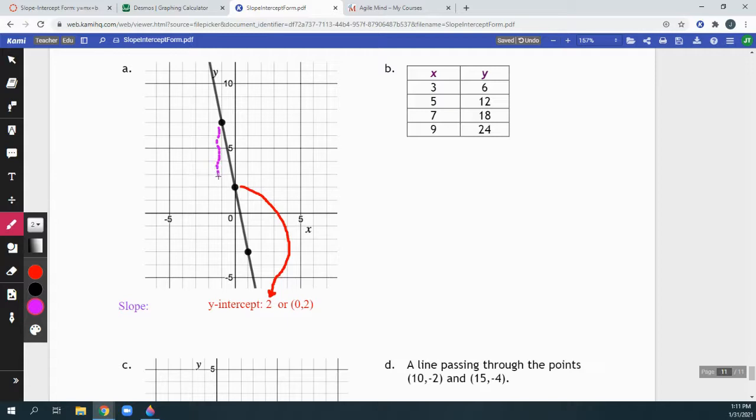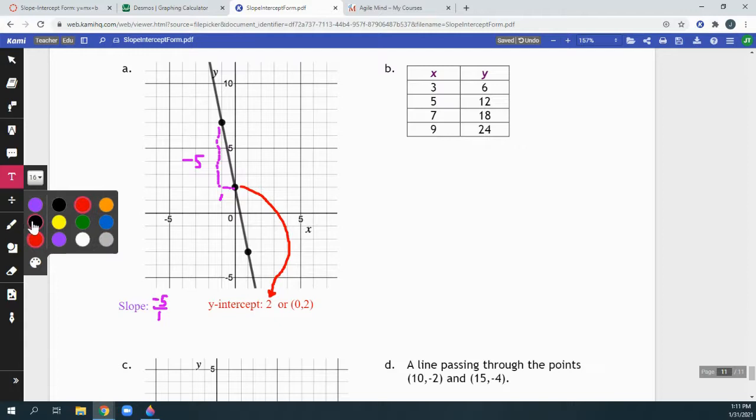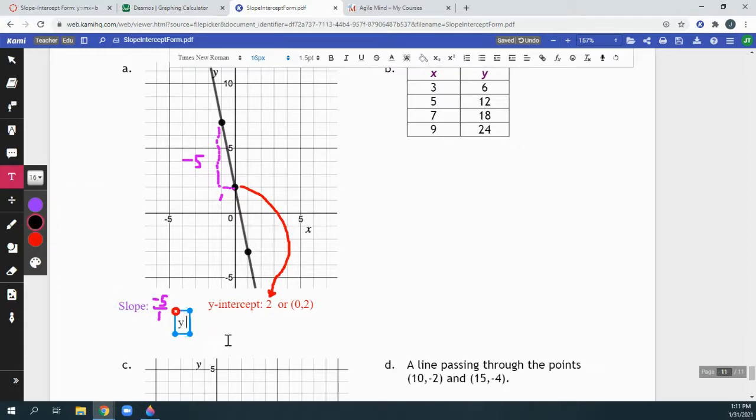Notice this goes down and over it goes down 1, 2, 3, 4, 5, and 1 to the right. So the slope is down 5 and 1 to the right, which is just negative 5. So the formula for this would be y equals mx plus b, where m is our slope, negative 5, x plus b is our y-intercept. And that's it.